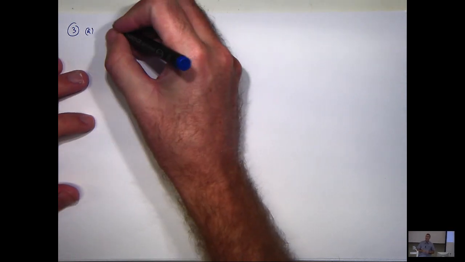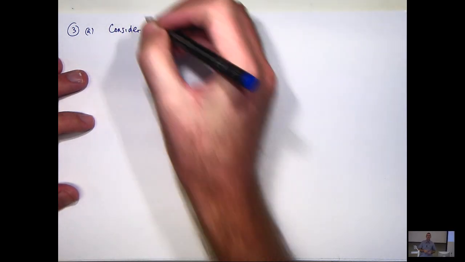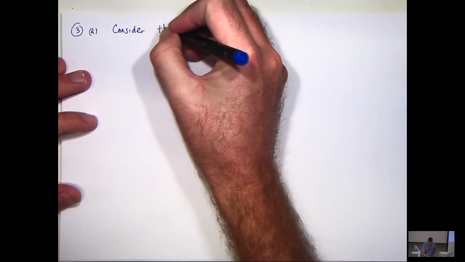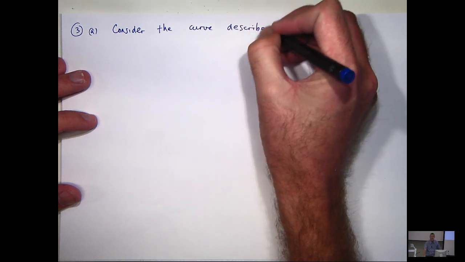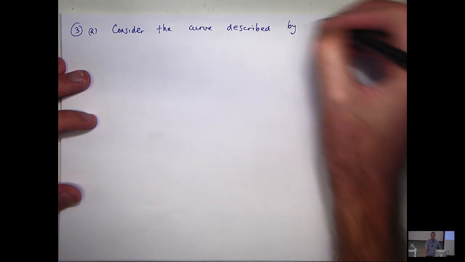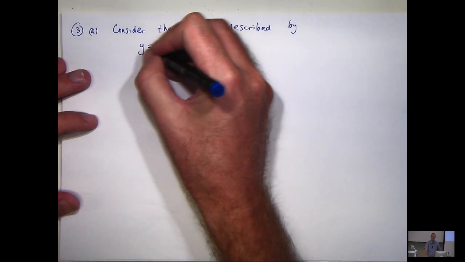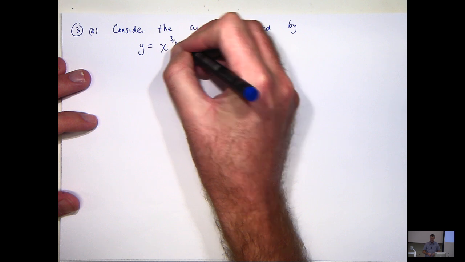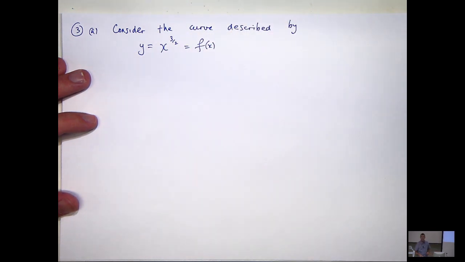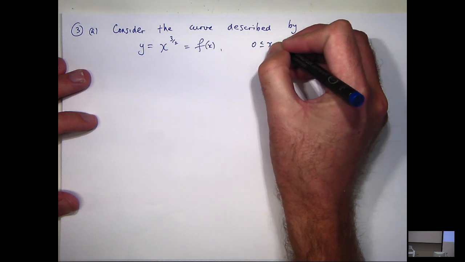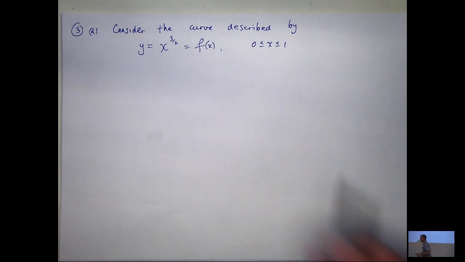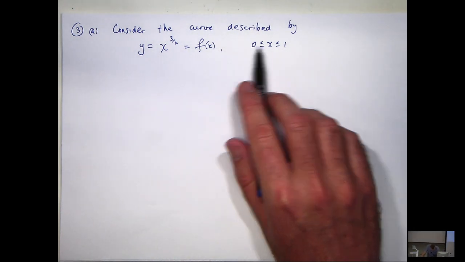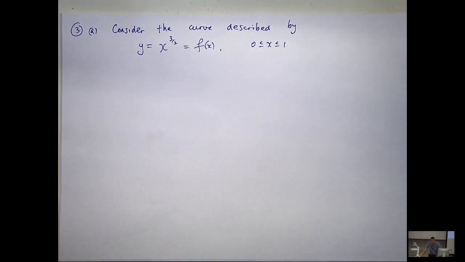All right. So in the first question, we are asked to consider the curve described by the following function. Now, you'll see that we're only interested in the interval, the x values from 0 to 1, and we're asked to calculate the arc length of this curve.